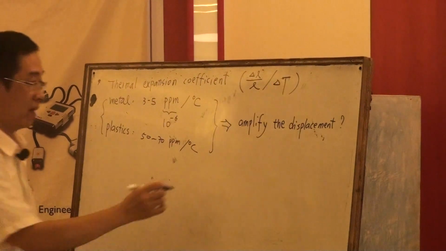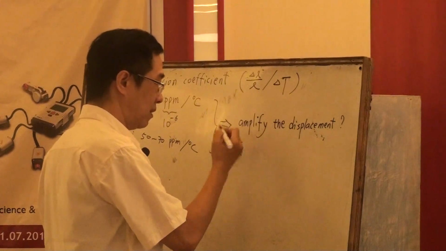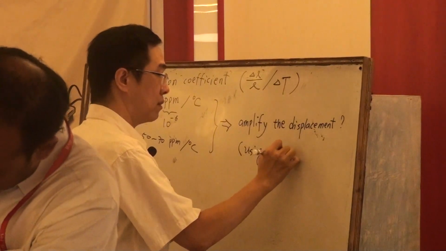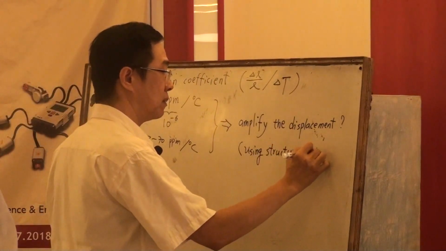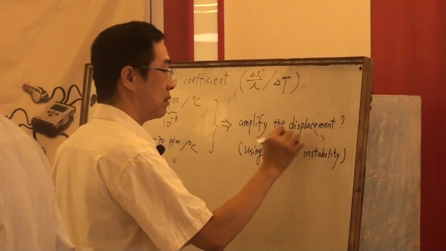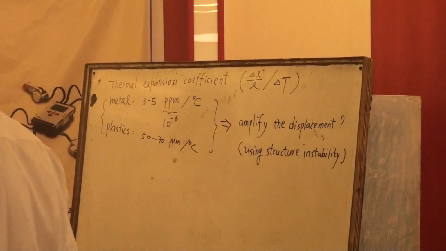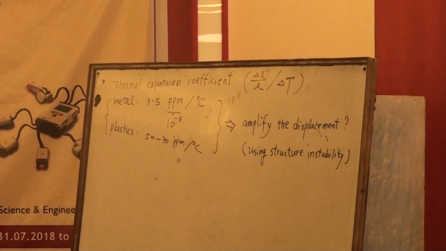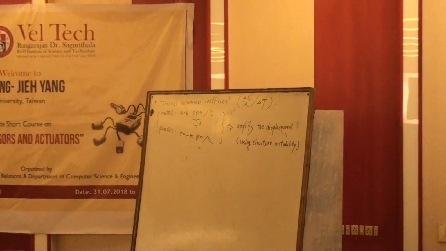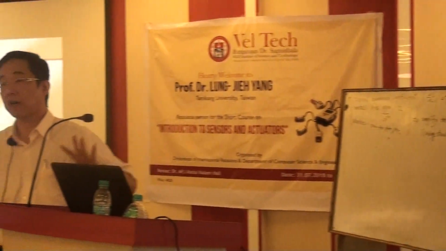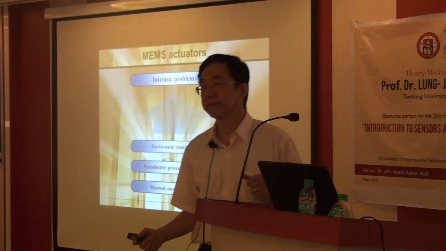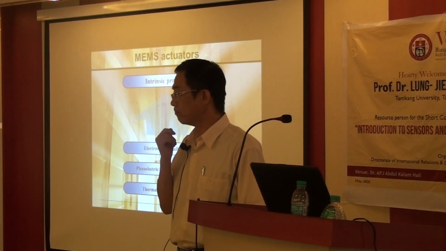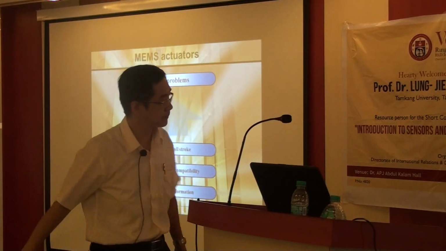Is it easy? I can tell you it's not easy. We must, again, use structural instability. Instability again. In the small, microscopic world, some phenomena impossible in our big-scale world can happen. Okay, I show you in this manner.